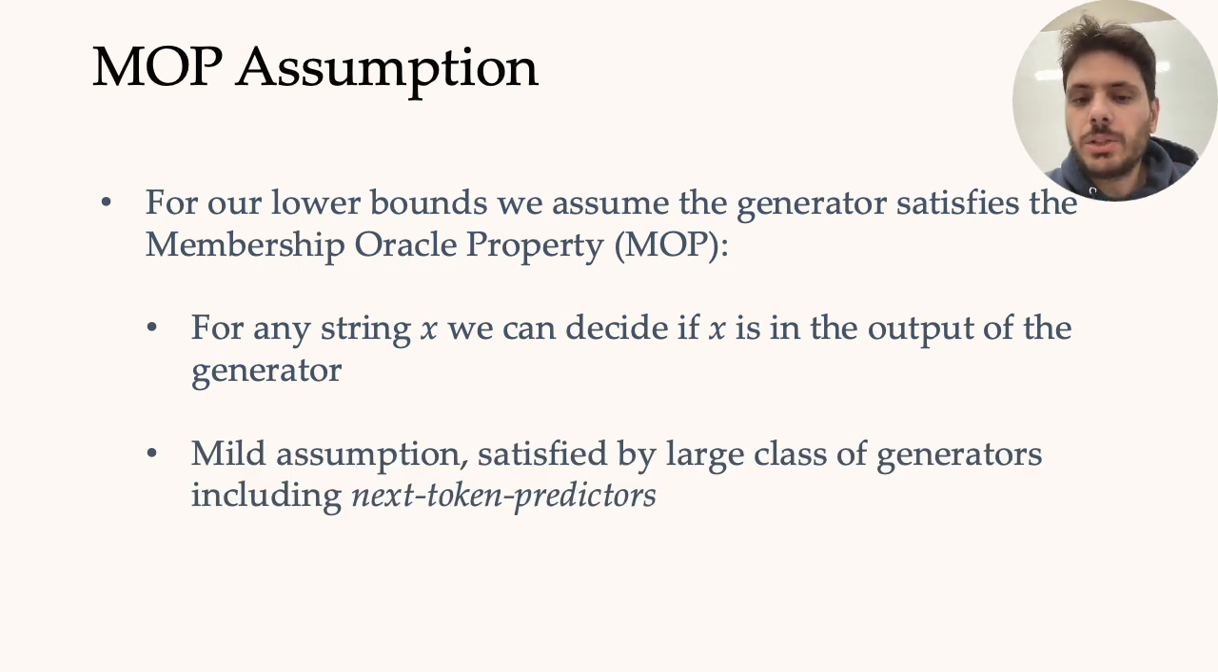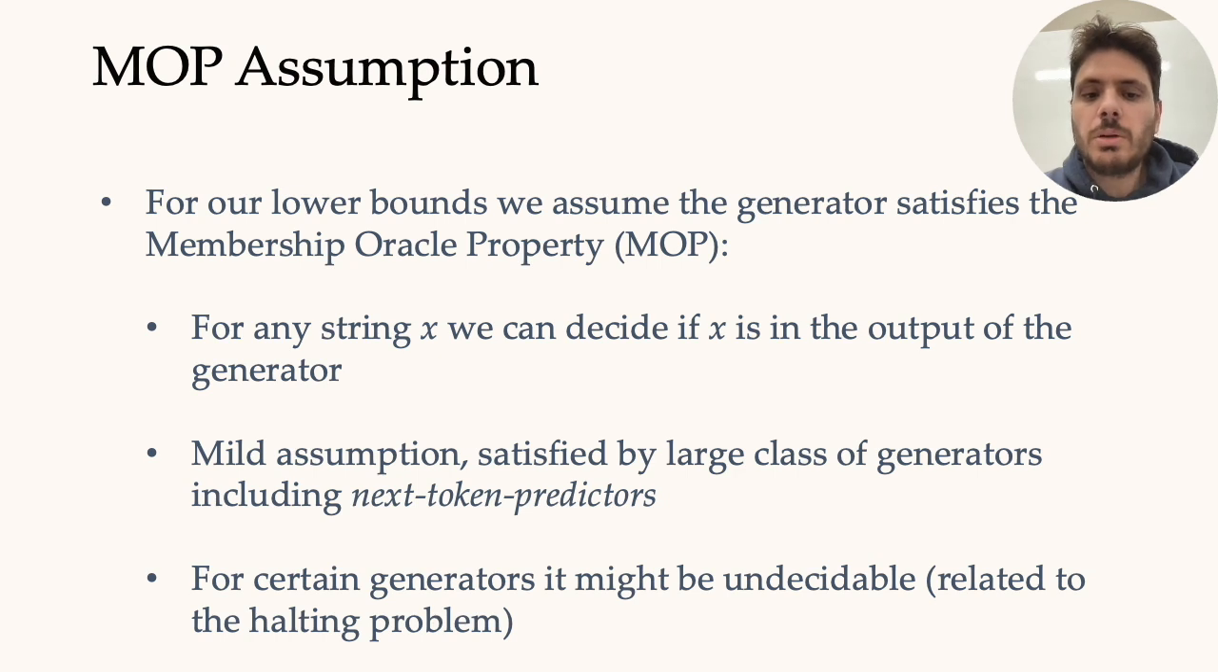This is a mild assumption, since it is satisfied by a large class of generators, including but not limited to next token predictors. In particular, for next token predictors, we can look at the log probabilities in order to figure out whether something is in the output of the generator. But I want to emphasize that this assumption comes with a loss of generality, since there are certain obscure generators for which this problem might be undecidable, and the decidability of this problem is related to the halting problem.